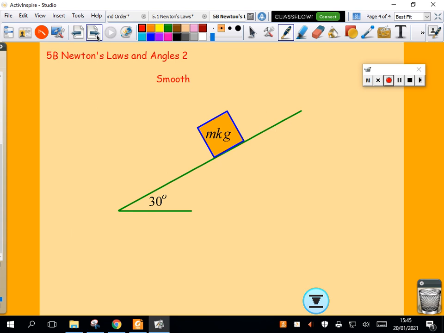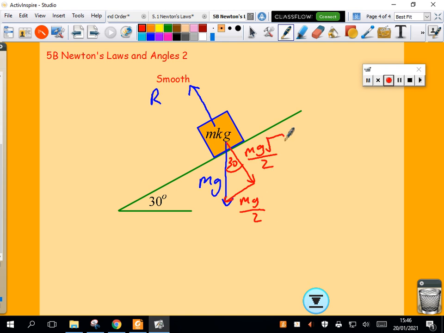Let me just take m to be just m for any mass m. Let's prove this. Weight acting downwards, which will be mg. Normal reaction acting perpendicular to the plane, which is going to be R. Resolving my weight vector. That's 30. Remember, the side opposite 30 is always half the hypotenuse, and the side adjacent to 30 is always the side opposite 30 times root 3.